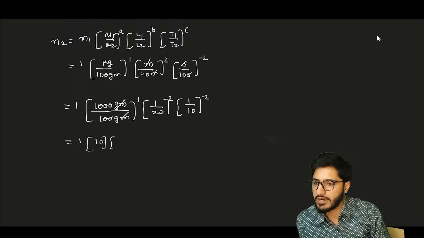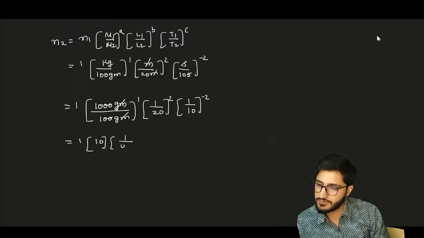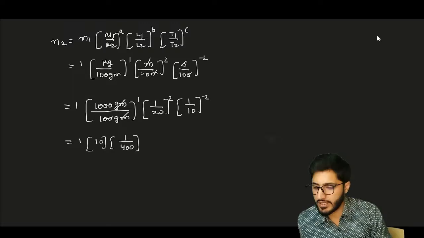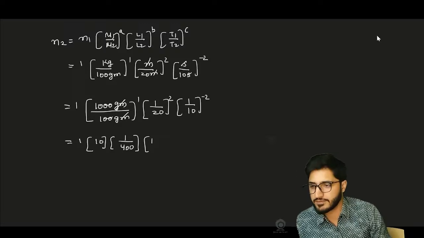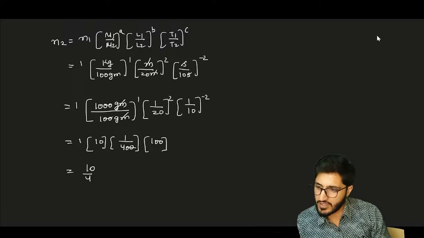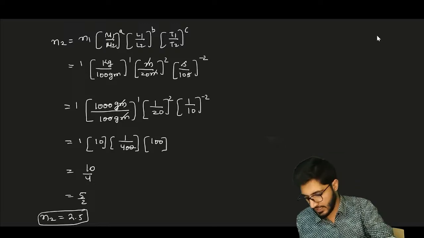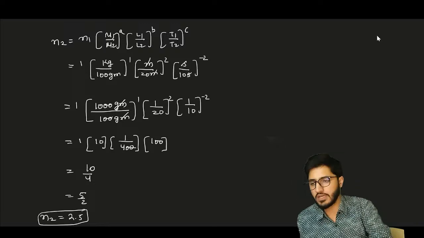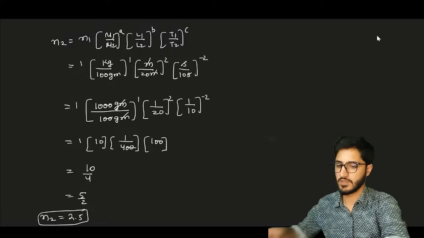1 divided by 20 squared, it is 1 divided by 400. And 1 divided by 10 to the minus 2, it will be 100. 20 gets cancelled out. Now I am having 10 by 4, which is equal to 5 by 2. Therefore, my N2 came out to be 2.5.